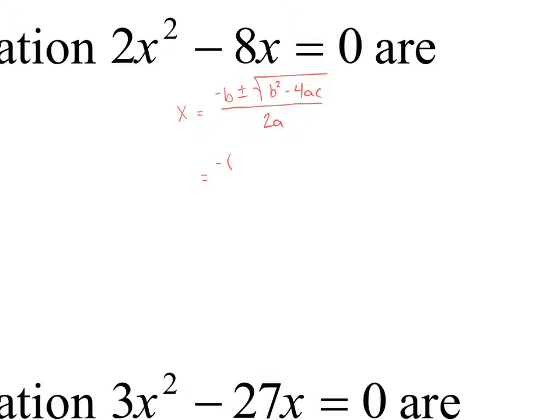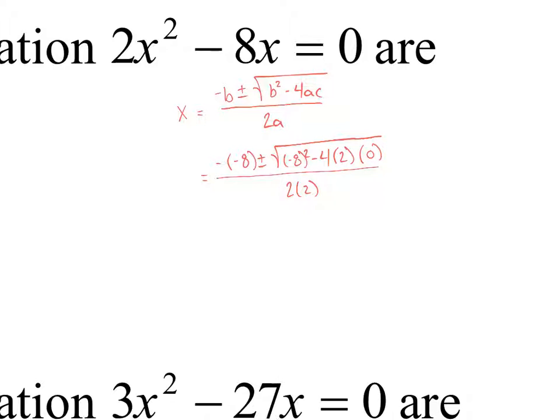So negative, well, in this case, our b is negative 8 plus or minus the square root of negative 8 squared minus 4 times a, which is 2, because here's where our a comes from. And what is c? That's kind of the question here. Well, this is the same as 2x squared minus 8x plus 0. So c here is actually 0. All right, so that's going to be c, all over 2 times 2, because that's a.